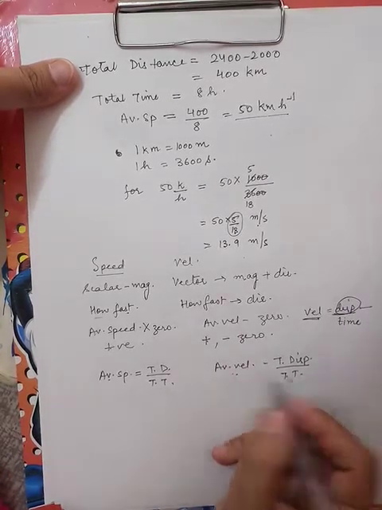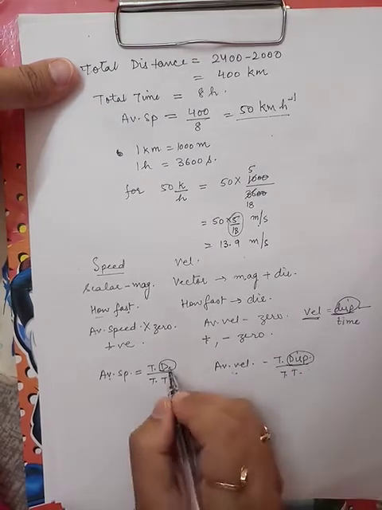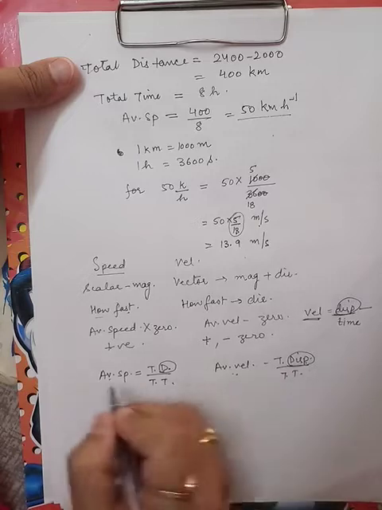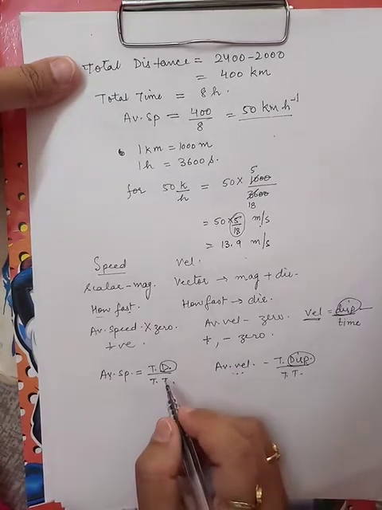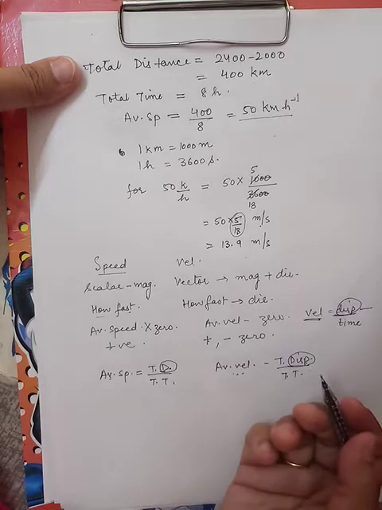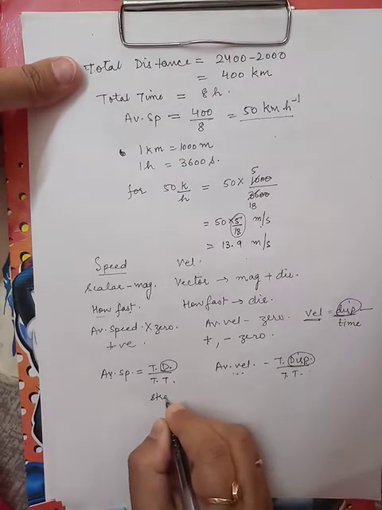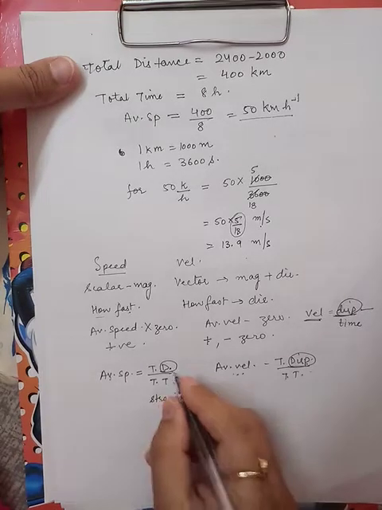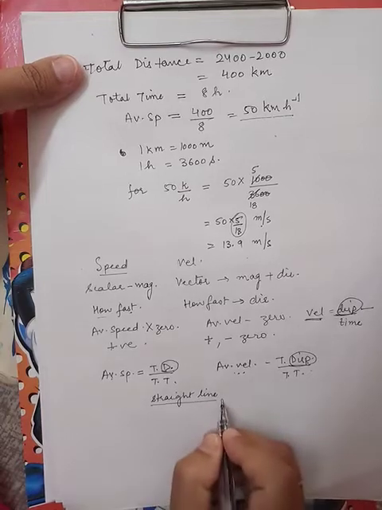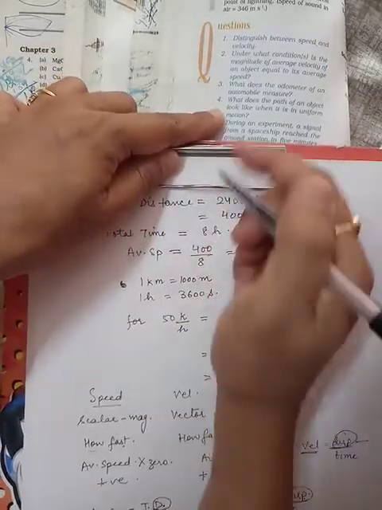So what is the difference between these two? There is a difference of distance and displacement. If distance and displacement are equal, then the average speed and average velocity must be equal. And when will the distance and displacement be equal? When the object is traveling in a straight line, then distance and displacement can be equal and speed and velocity can be equal in that case, right?